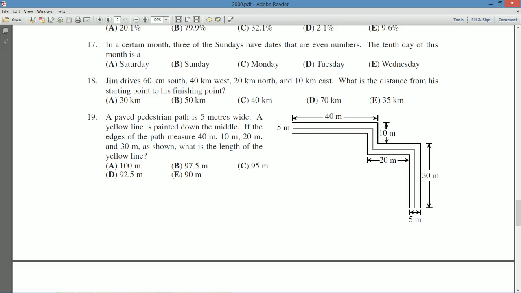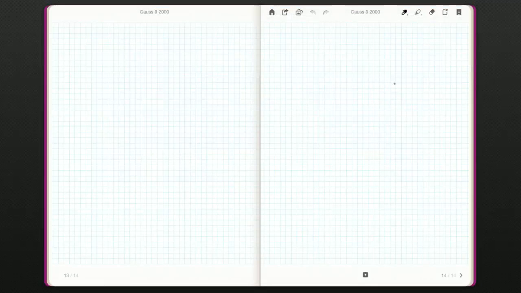Okay, well let's draw ourselves a little picture. So this is Jim's starting point. We'll say it's S up here. And put a little compass up here. Okay.